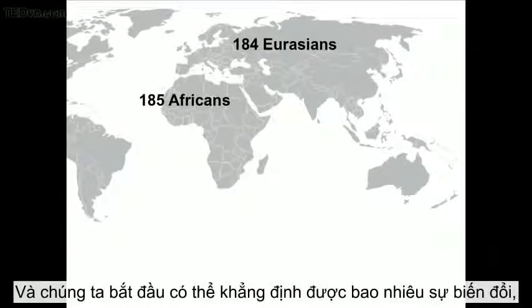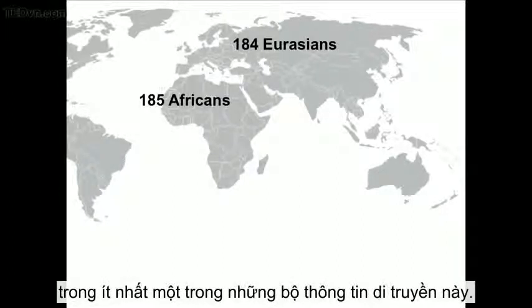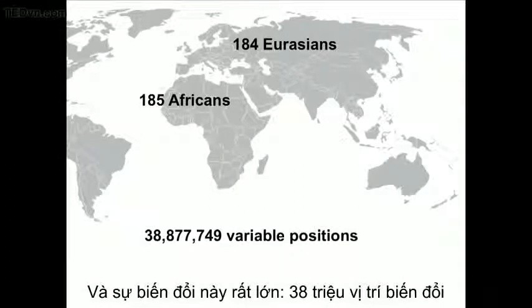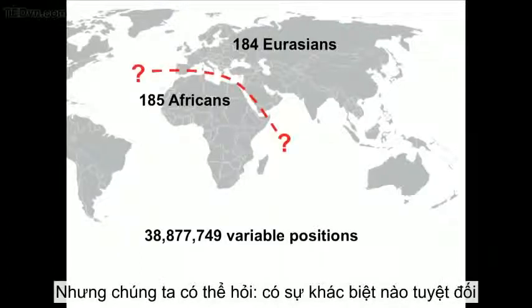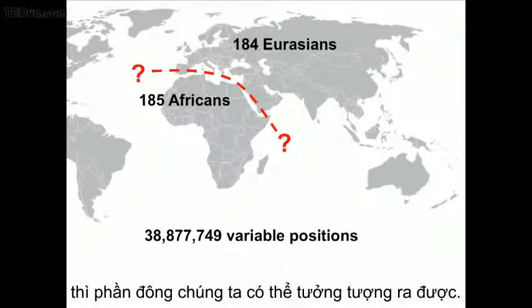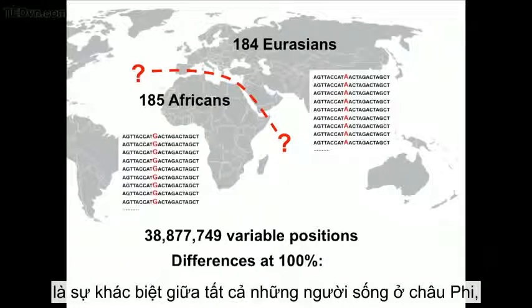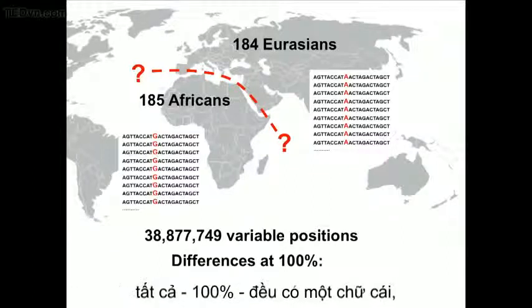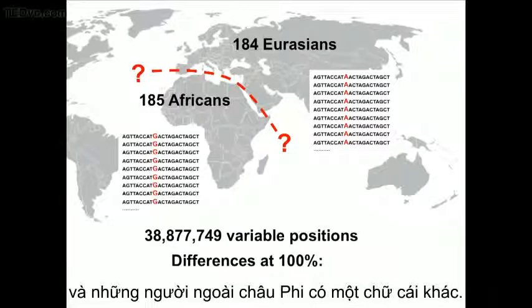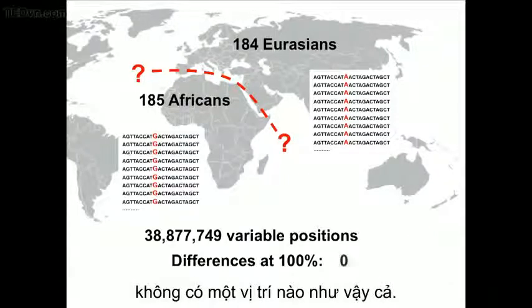And we can begin to say how much variance do we find, how many letters vary in at least one of those individuals sequenced. And it's a lot, 38 million variable positions. But we can then ask, are there any absolute differences between Africans and non-Africans? Perhaps the biggest difference most of us would imagine existed. And with absolute difference, I mean a difference where people inside Africa at a certain position will all, 100%, have one letter, and everybody outside Africa has another letter. And the answer to that, among those millions of differences, is that there is not a single such position.